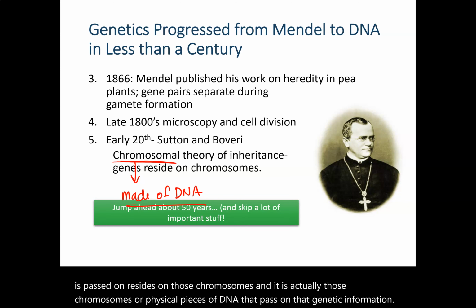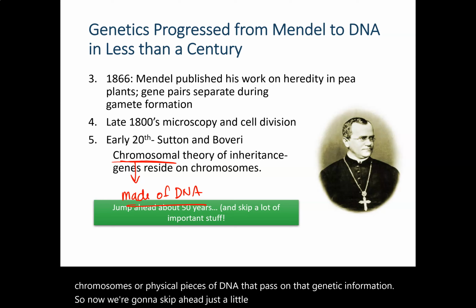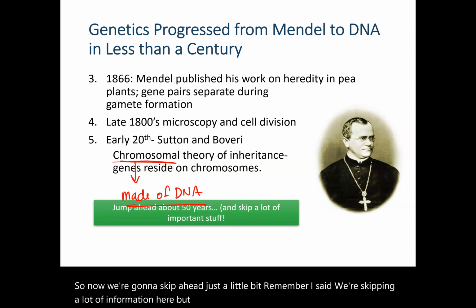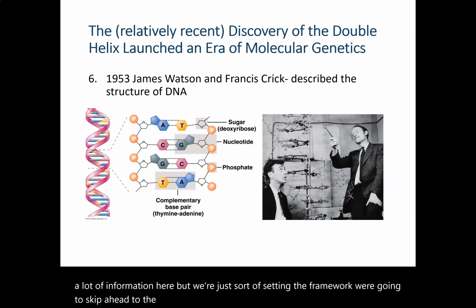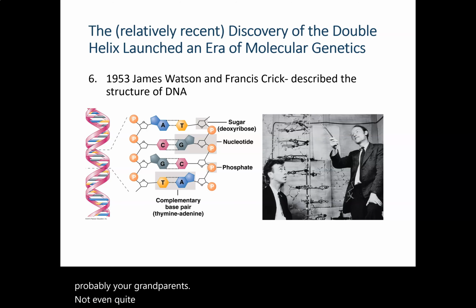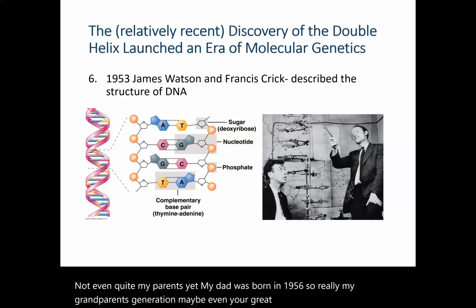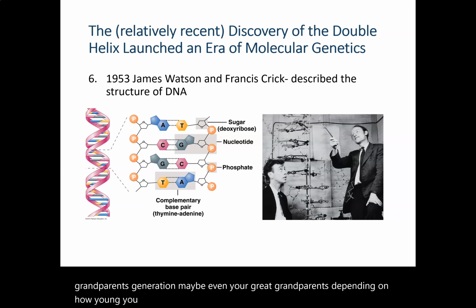So now we're going to skip ahead just a little bit. Remember, I said we're skipping a lot of information here, but we're just sort of setting the framework. We're going to skip ahead to the mid-1950s. So this is starting to get into maybe even probably your grandparents, not even quite my parents yet. My dad was born in 1956, so really my grandparents' generation, maybe even your great-grandparents, depending on how young you are. So this is where genetics as a field actually sort of takes off.